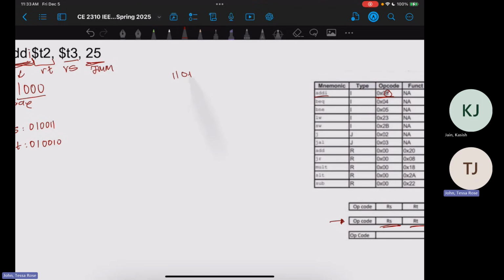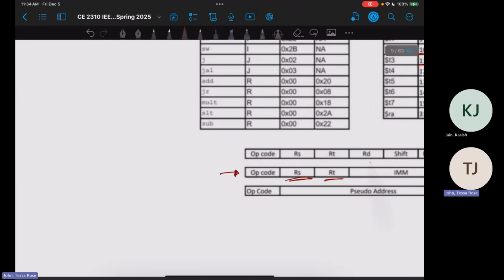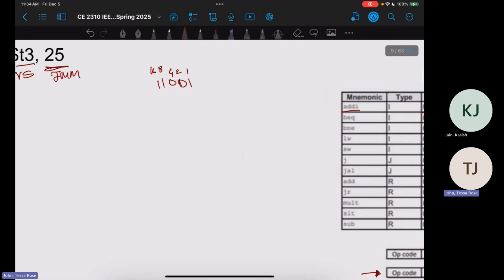Yeah, 16, not 8, and 1. So that's 25 in binary. Does that make sense? It's just 16, 8, 4, 2, 1. And the IMM is 16-bit, so you would just add padding in the beginning until you get 16 bits.